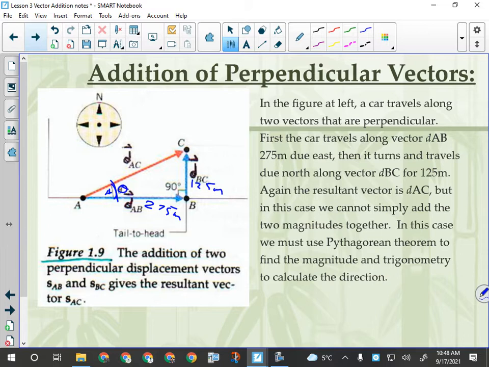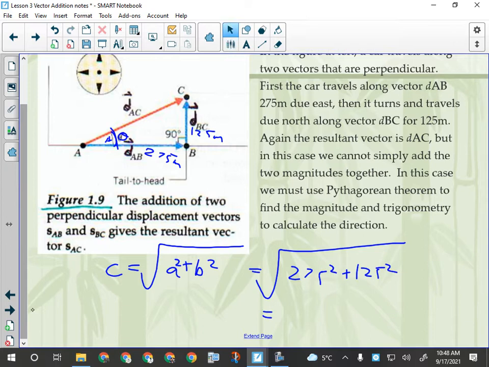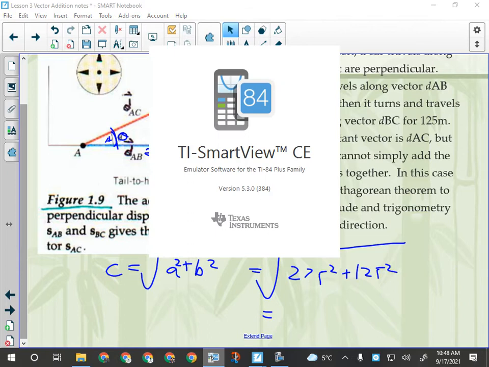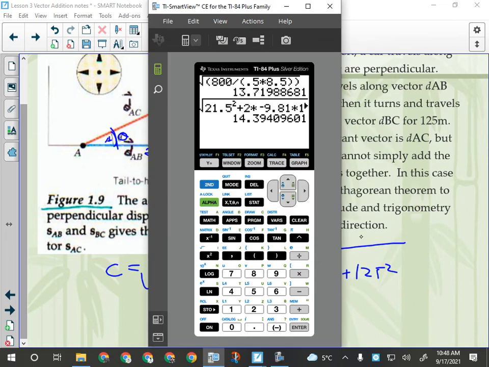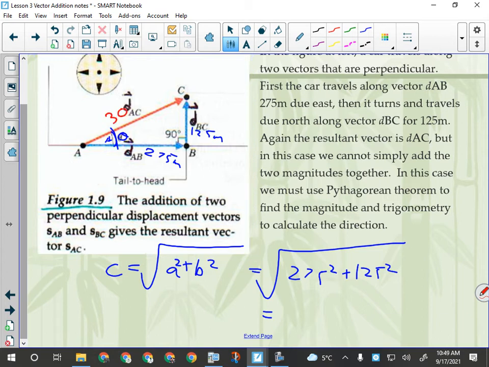We use Pythagorean Theorem. All right, well, Pythagorean Theorem's pretty easy. C equals the square root of A squared plus B squared. So for this one, that's going to be the square root of 275 squared plus 125 squared. All right, so my overall displacement has a magnitude of 302 meters. All right, so I know this red line here is 302 meters long. All right, how do I find the angle?